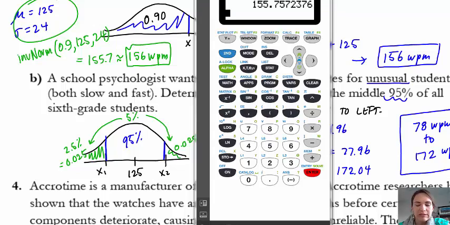Just simply a little bit faster. You still have to find the area to the left though, so that's in the distribution menu, and it can shorten it up for you. Your calculator friendly, it always makes it a little bit faster.